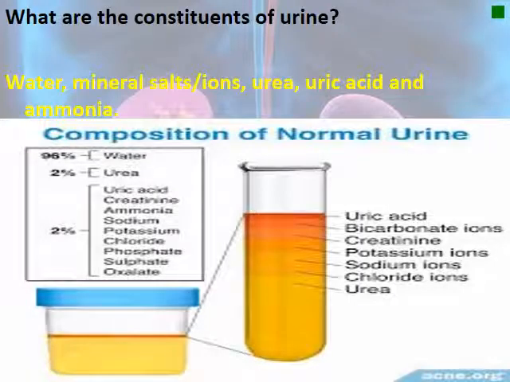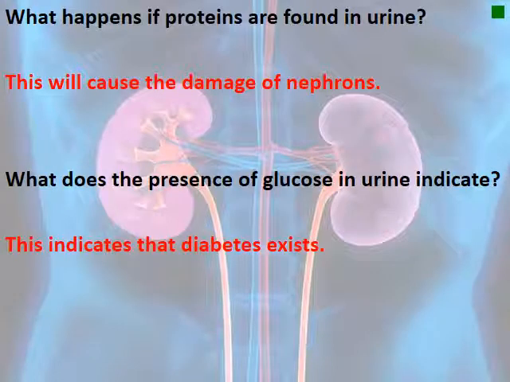What are the constituents of urine? We have different constituents. They are water, mineral salts and ions, urea, uric acid, and ammonia. So in this figure, 96% is water, 2% is urea and uric acid with creatinine, ammonia, sodium, potassium, chloride, phosphate, sulfate, or oxalate. All of them represent about 2%. So these are the constituents of urine.